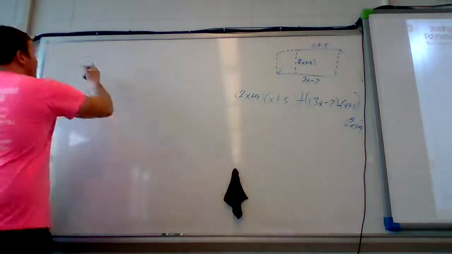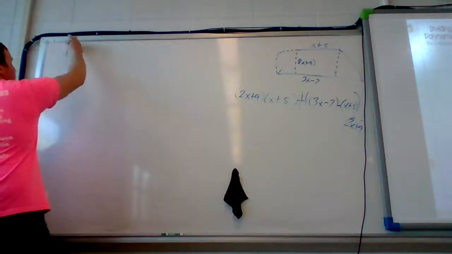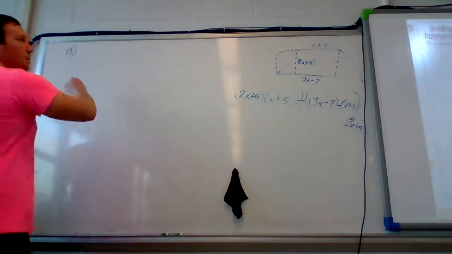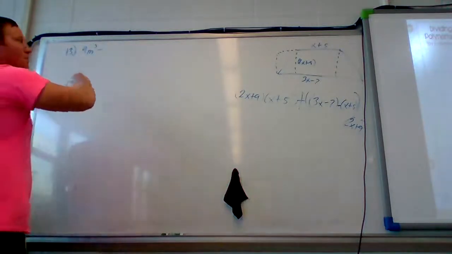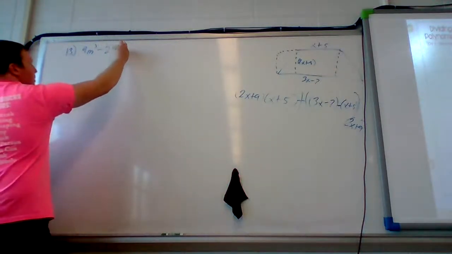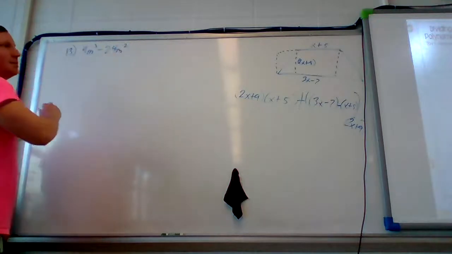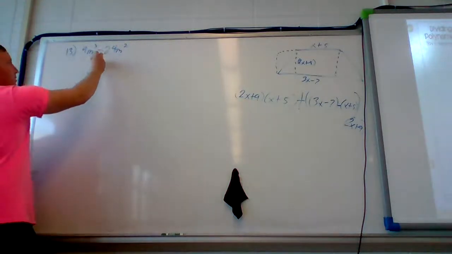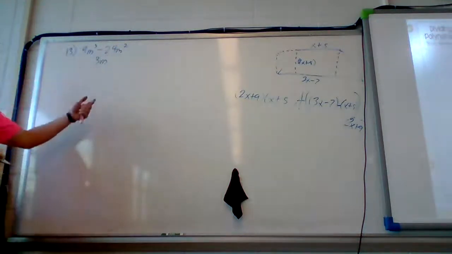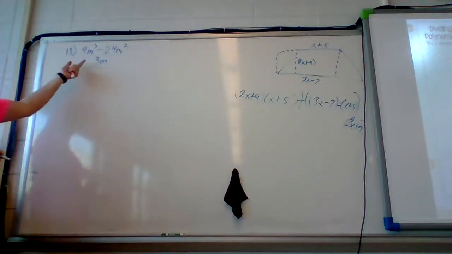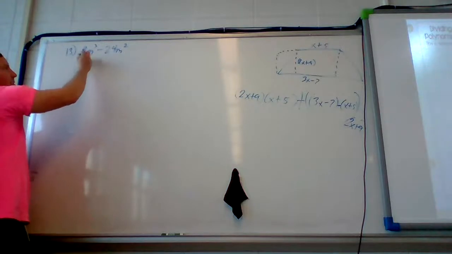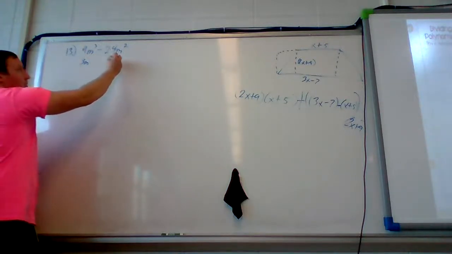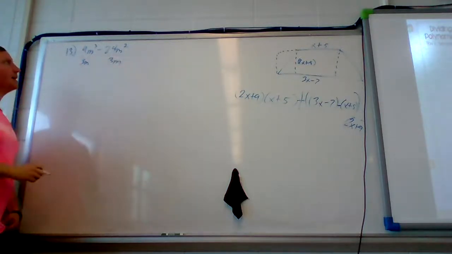So if we look at number 13, we've got 9m cubed minus 24m squared. And we're dividing this by 3m. Now, whenever you divide by a single term, what we can essentially do is distribute it to each piece and divide by that individually. So I can split it.